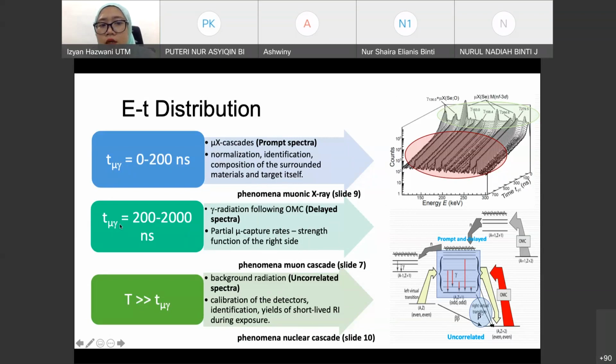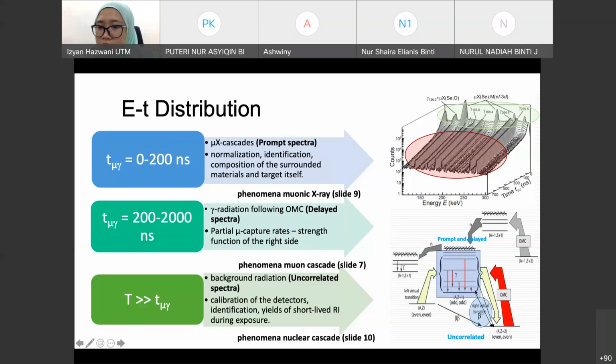And then when it goes to the time window of around 200 to 2000 nanoseconds, this is the delayed spectra part. This indicates the partial muon capture rate. This actually comes from the interaction of the muon with the singlet and triplet spin states of the bound nuclei, and it is indicated by this structure here.